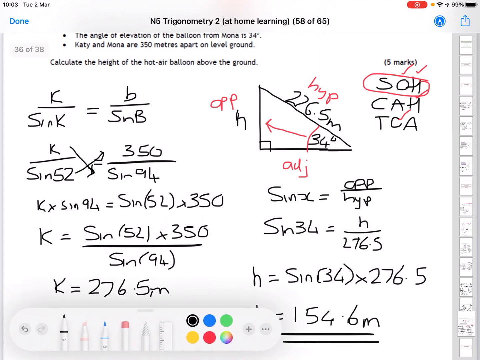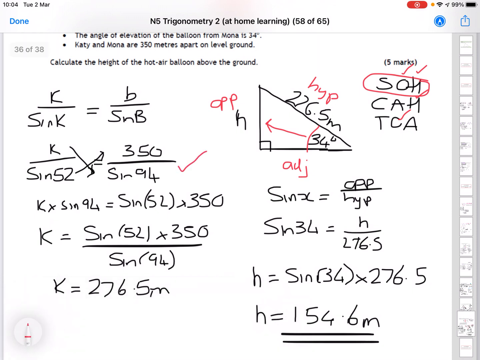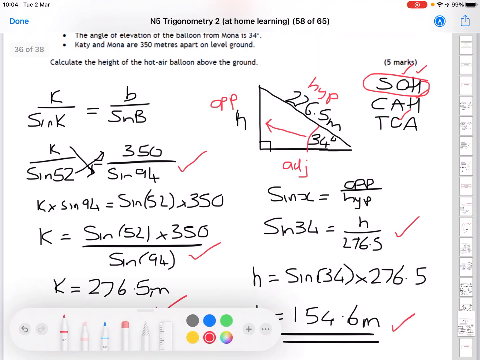Okay, so this question is 5 marks. It's a lot of marks. Your first mark is for your correct substitution into your sine rule. Your second mark is for knowing how to solve, so doing the cross multiply. And the last mark in that part is the final answer. And then mark 4 is for setting up your SOHCAHTOA calculation, and your 5th mark is for your final answer down the bottom. So 5 marks in total, which is quite a lot of marks.